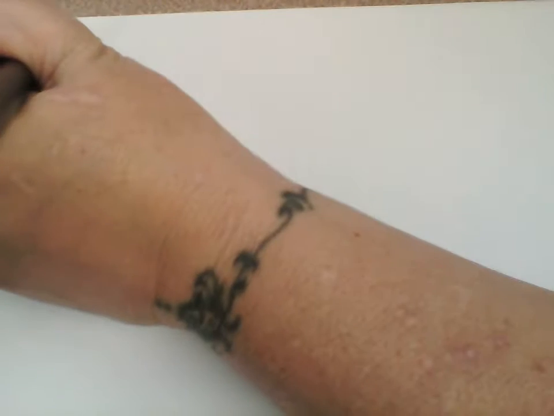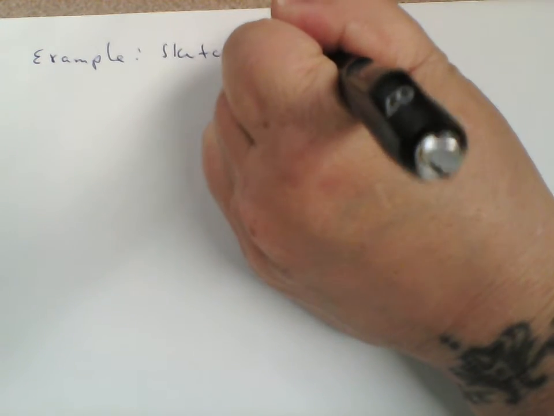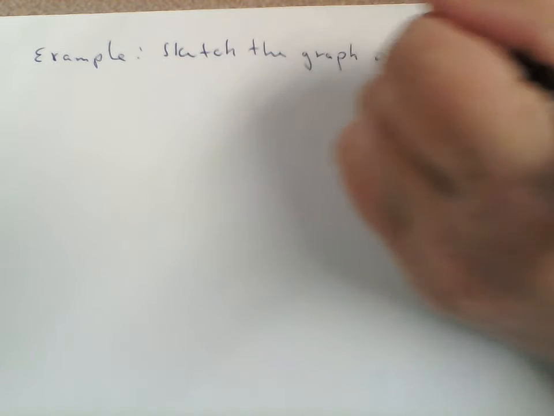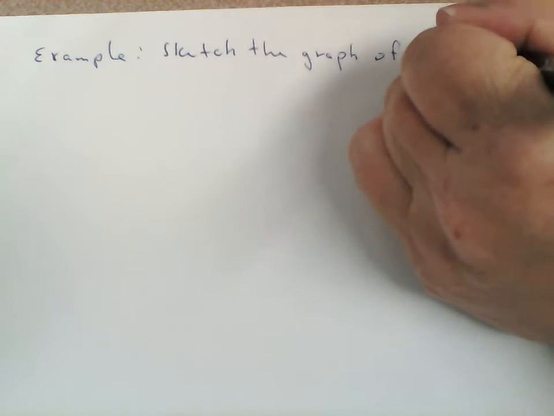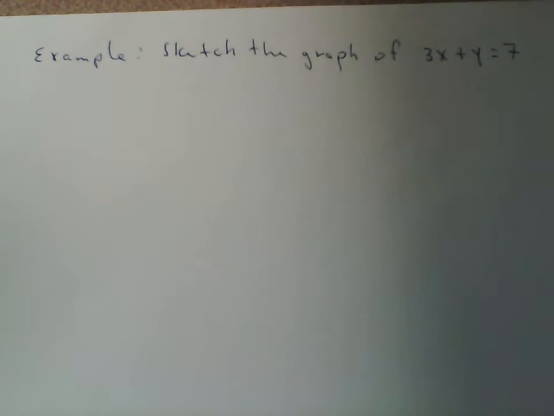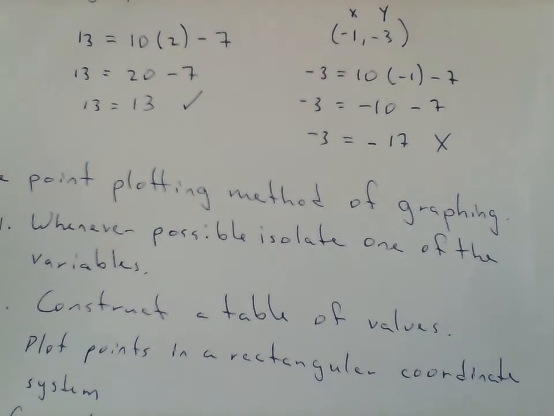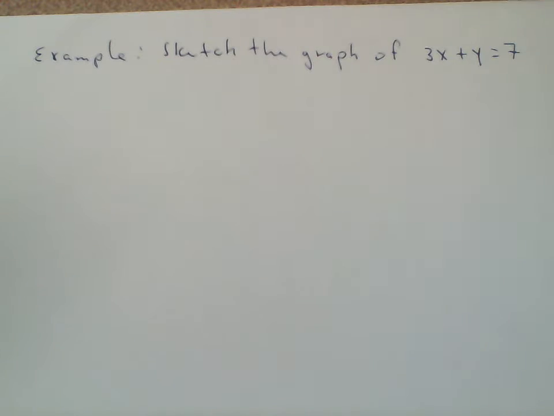So in our example, we'll be asked to sketch the graph of some equation, right? In this case, our equation will be 3x plus y equals 7. We need to sketch the graph of this equation. Well, if we go back to our previous page, the first step would be, whenever possible, to isolate one of the variables. So in this case, I'm going to want to isolate either that x or y. Y not having anything attached to it makes me think that it would be the easier one to isolate.